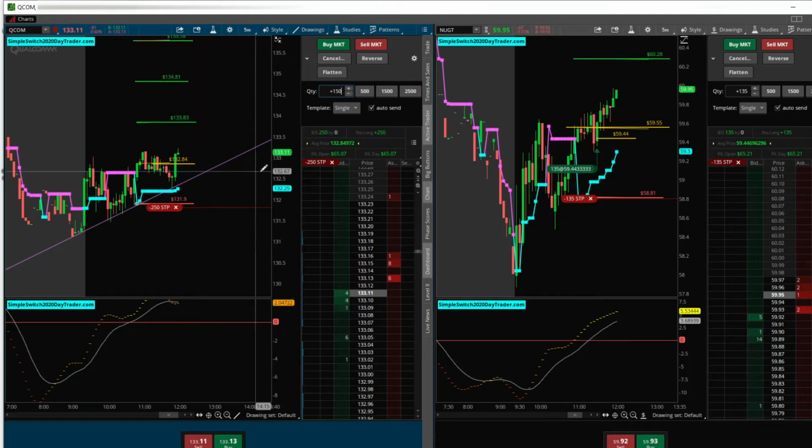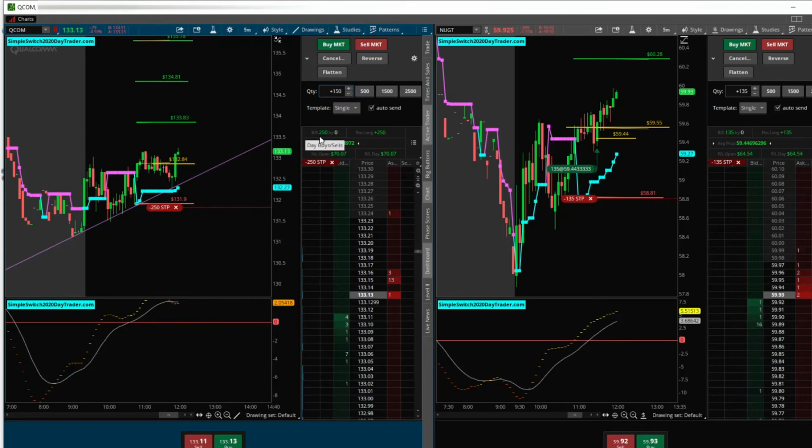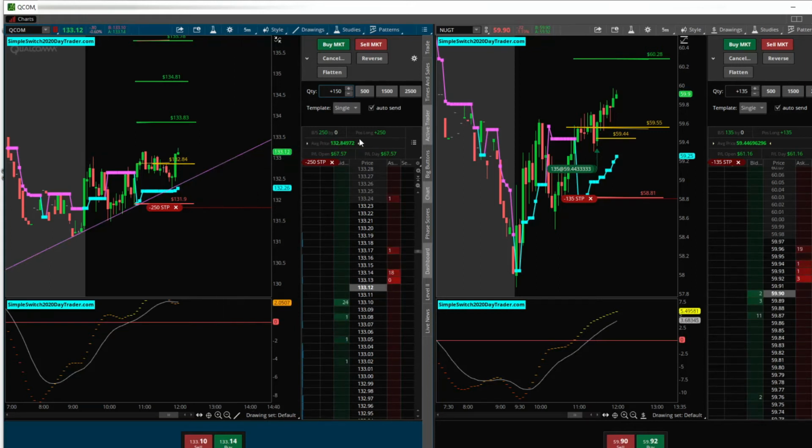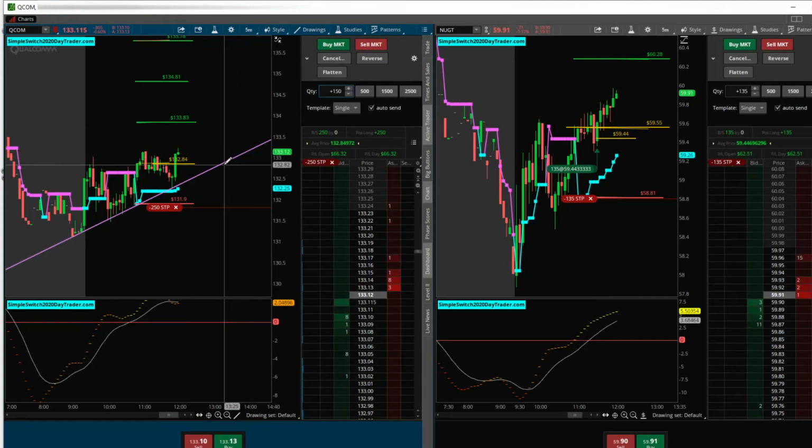But I'm not going to do it with this full 250. I don't believe, unless I get lucky. I'm going to move this to profit plus a couple bucks, and then 150 shares of it, and then maybe we get lucky and we get a full winner out of it. It'd be awesome.